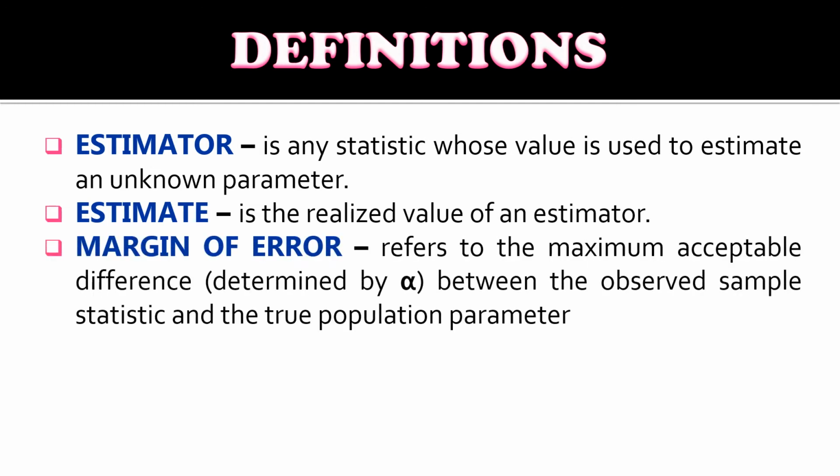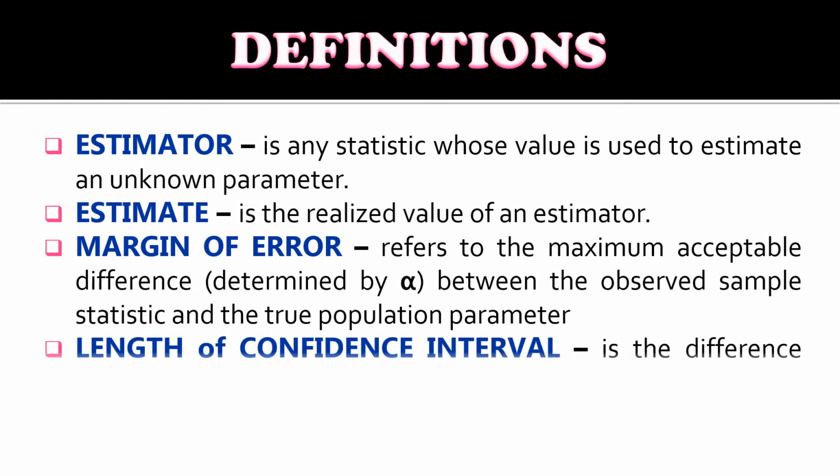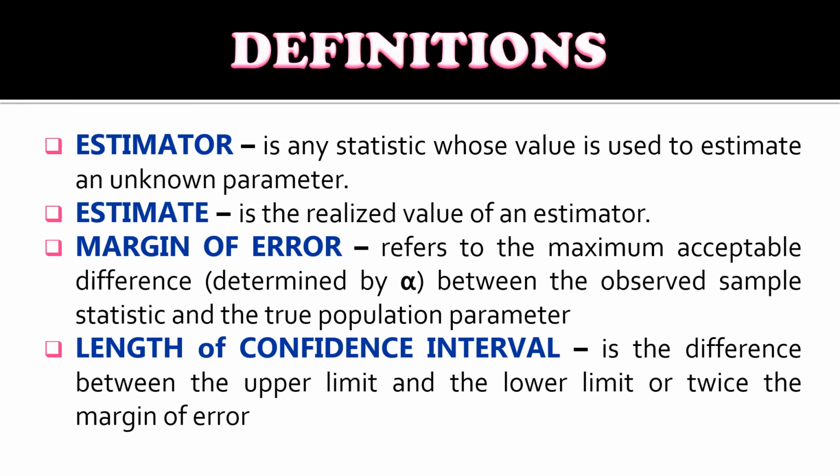Margin of error refers to the maximum acceptable difference, determined by alpha, between the observed sample statistic and the true population parameter. And we have length of confidence interval. It is the difference between the upper limit and the lower limit, or twice the margin of error.